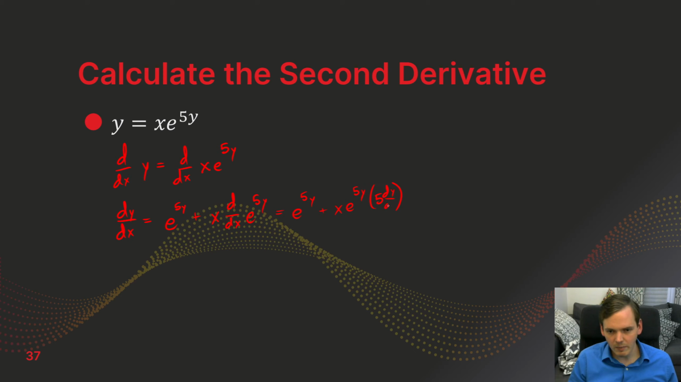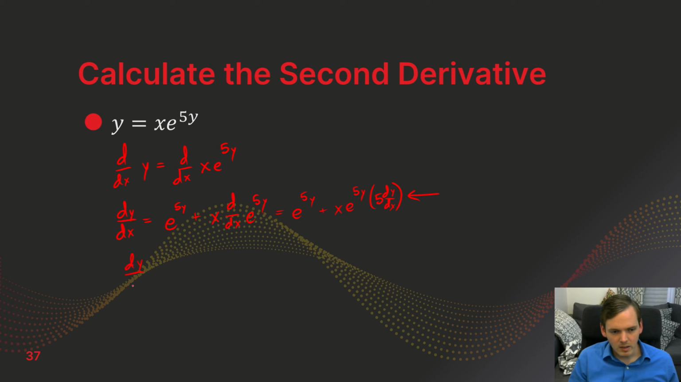5 dy by dx. So again, I took the derivative of e to the 5y, which, the derivative of e to some function is e to that same function times the derivative of the function. Okay, so this is our first derivative, which means we need to do a little bit of cleaning up, though, to solve this, because we've got dy by dx on both sides.